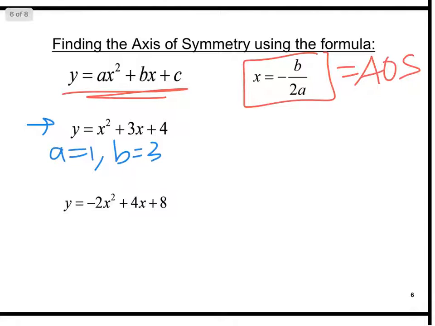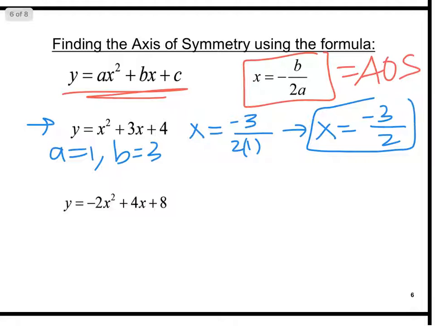All right, so then I'm just going to plug it in. So to find my axis of symmetry, I would do x is the opposite of b, so it's a positive 3. That's going to make it a negative 3 over 2 times a, and a is 1. So if I were to simplify that, I would get x is equal to negative 3 over 2. If you prefer working with decimals, you could change it to negative 1.5 if you would like.